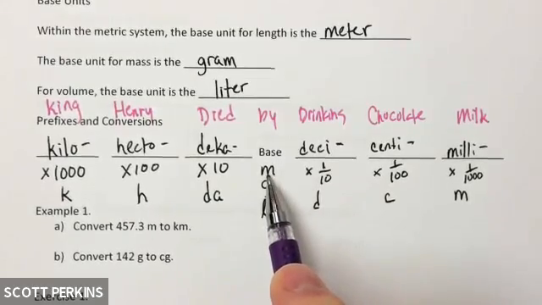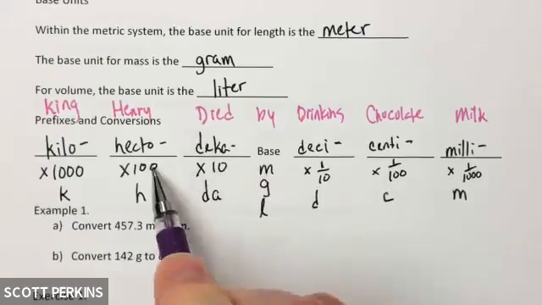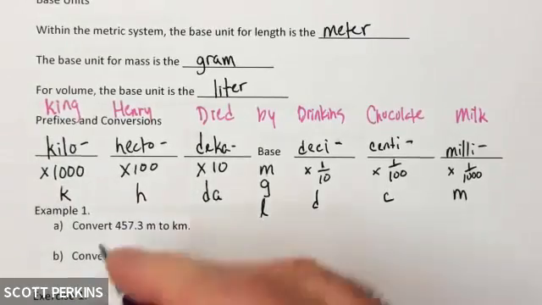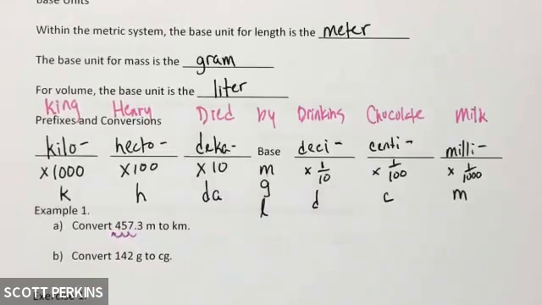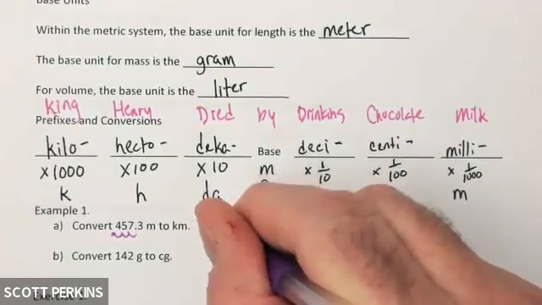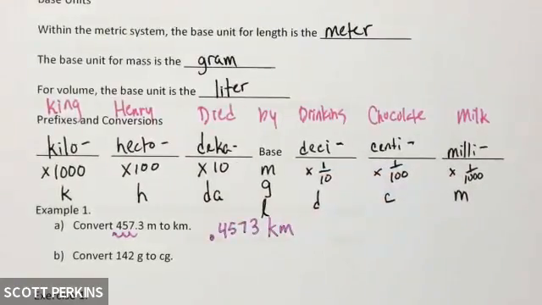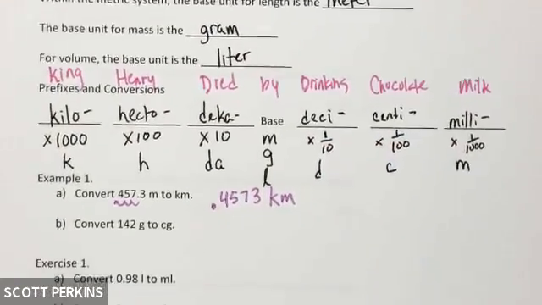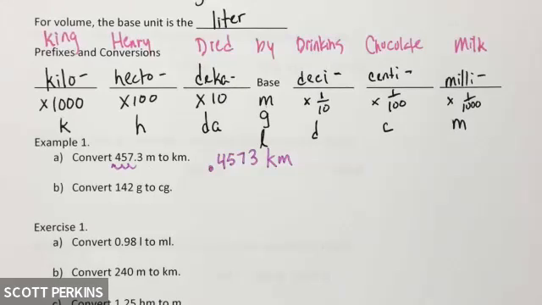And how many hops and in which direction do I have to go to get to kilometers? 1, 2, 3 to the left. So I'm going to move the decimal here 1, 2, 3 places to the left. And so that becomes 0.4573 kilometers. That is the value of the metric system being base 10. It makes converting between different units super quick. So it's just a matter of getting used to the prefixes.